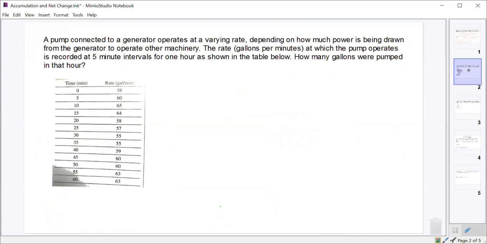So we've got a pump that is connected to a generator, and that generator operates at a varying rate depending on how much power is being drawn from the generator to do other stuff. So we are given the rate in gallons per minute at which our pump is operating every 5 minutes. We want to know how many gallons were pumped during the hour given to us. So thoughts on what we should do here?